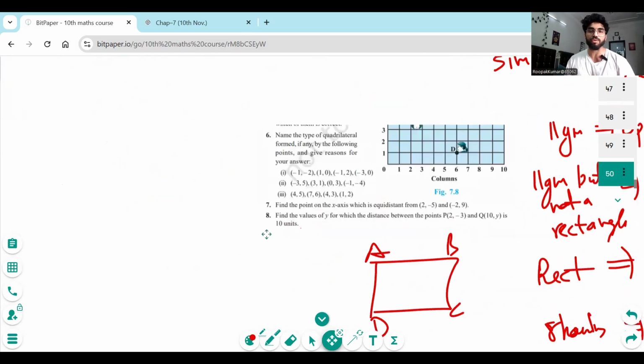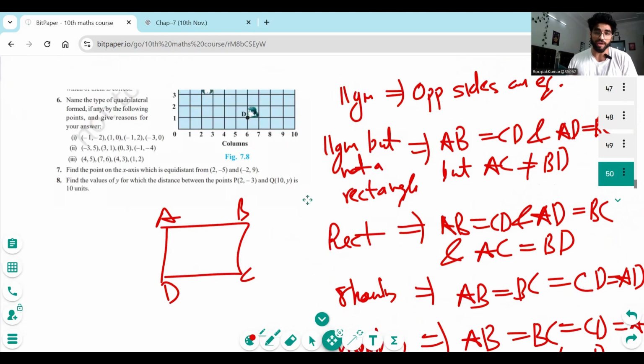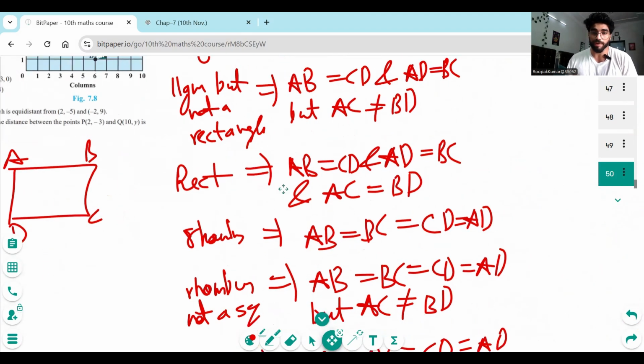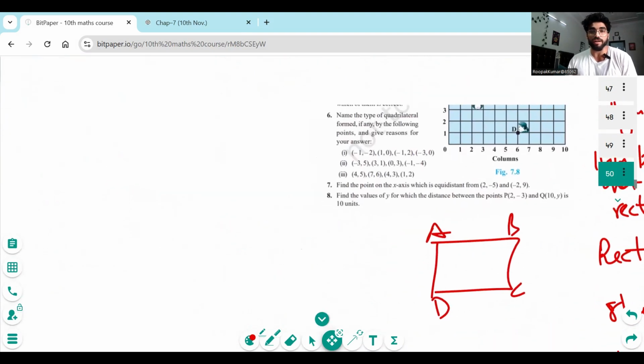Whenever you get questions like these, you find all the six distances: AB, BC, CD, AD, AC, BD. Whenever you try this, you will get to know using this table what is going on. This is a pretty good thing that I've written down over here. So name the type of quadrilateral, if formed any.